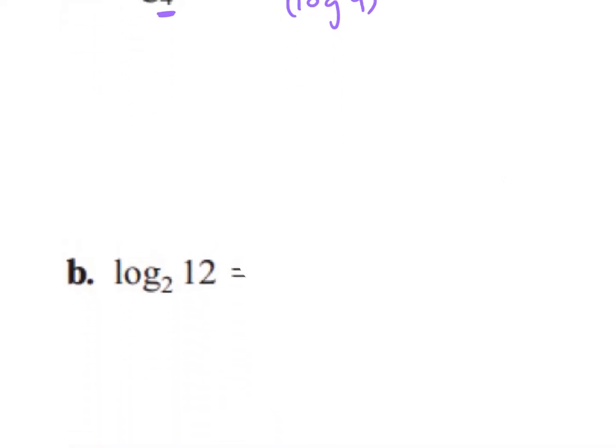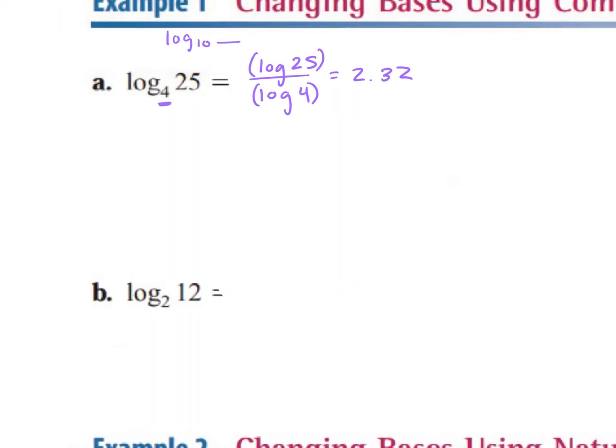So looking at B, we would do the same thing. The bigger number goes on top, so log of 12 over log of 2. And just divide. 3.58.